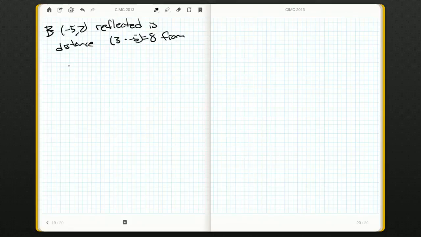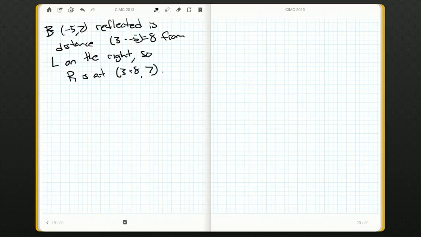So he's also going to be distance 8 from L. And so its reflection is also going to be distance 8 from L. But now it's on the right. So R is at, and it'll be 3 plus 8, and the height remains the same.